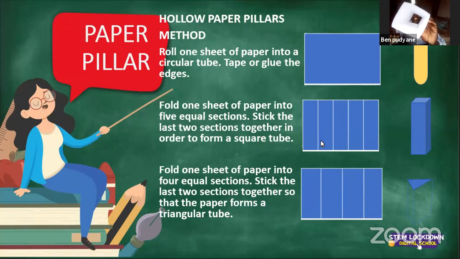This I have joined. I join it, then it looks like a square tube. Then I put it aside. Then I continue.